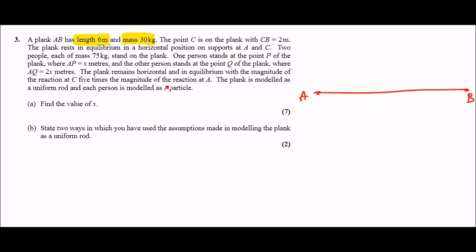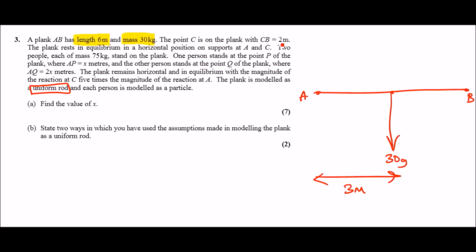Yes, the plank is modeled as a uniform rod. So it is. This means that the center of mass is bang in the middle. And it's, of course, a mass of 30 kg, so 30 g, and a distance of 3 meters away from A and B. Now, we also know there's another thing at point C.